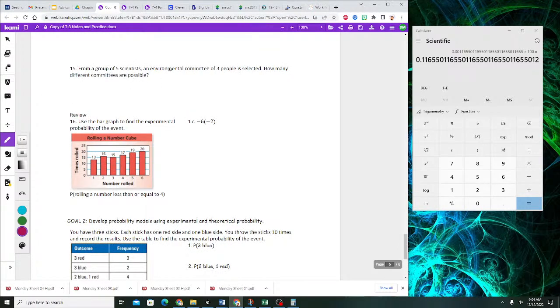From a group of scientists, an environmental committee of 3 is selected. How many different committees are possible? So we've got 5 scientists, an environmental committee is picked. At first we have 5 scientists, then we have 4 scientists, then we have 3 scientists. And so 5 times 4 times 3, we could get 60 different committees.